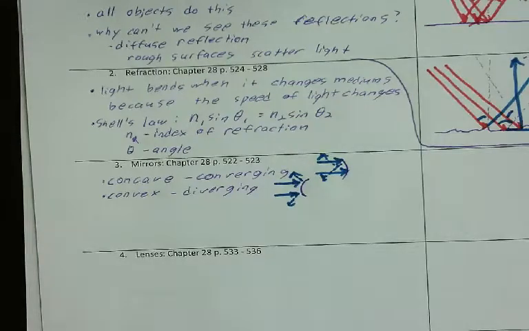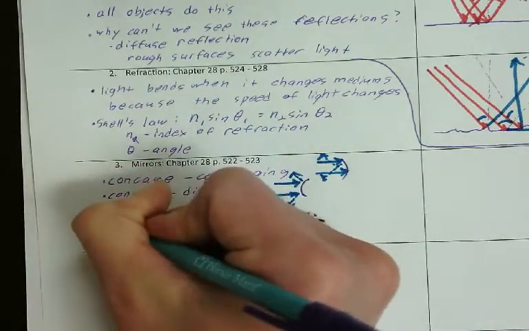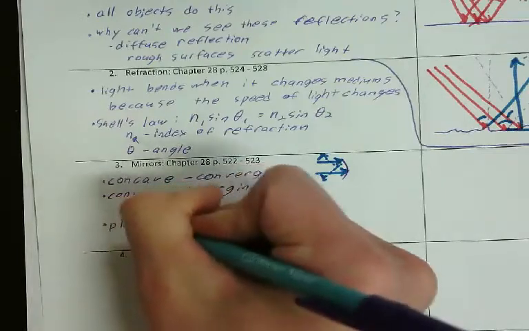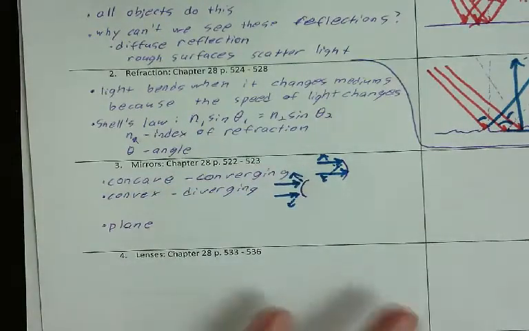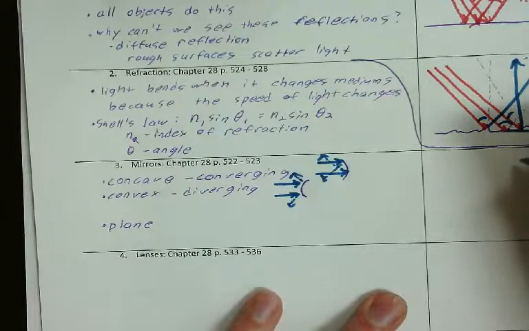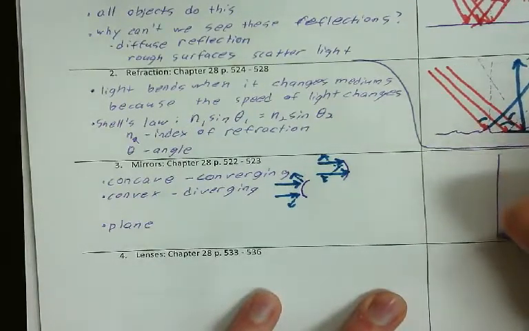And the last type of mirror is called a plane mirror. And those are the mirrors you're used to. So let's draw what a plane mirror looks like and why you see your reflection in it. So here's a mirror.